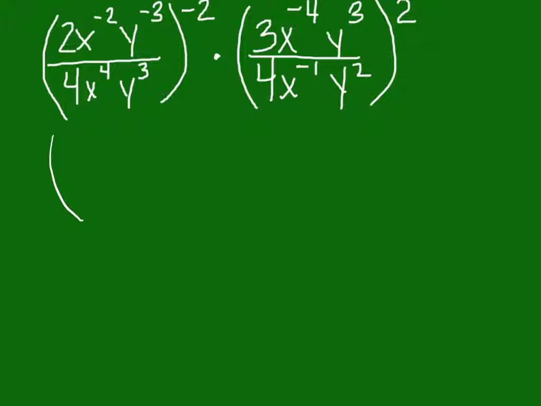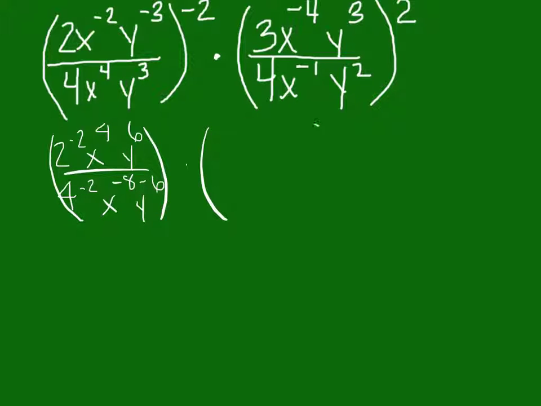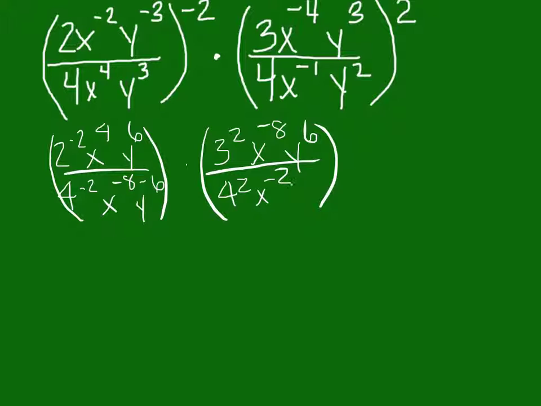So we start off with the first set of fractions, and we have 2 to the negative second, x to the fourth, y to the sixth, over 4 to the negative second, x to the negative 8, y to the negative 6. Then we have 3 to the second, x to the negative 8th, y to the 6th, over 4 squared, x to the negative second, y to the fourth.